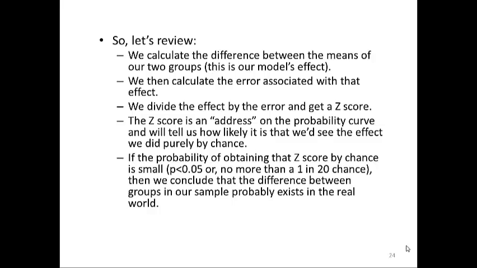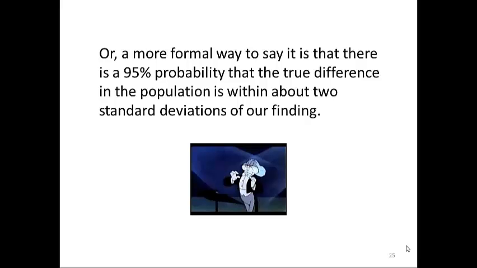If the probability of obtaining that z-score by chance is small, then we conclude the difference between our groups and our sample probably exists in the larger real population. A more formal way to say it is that there's a 95% probability that the true difference in the population is within about 2 standard deviations of our finding.